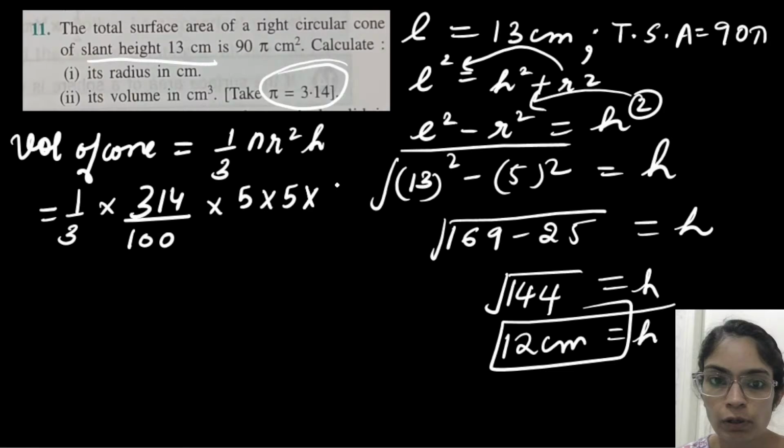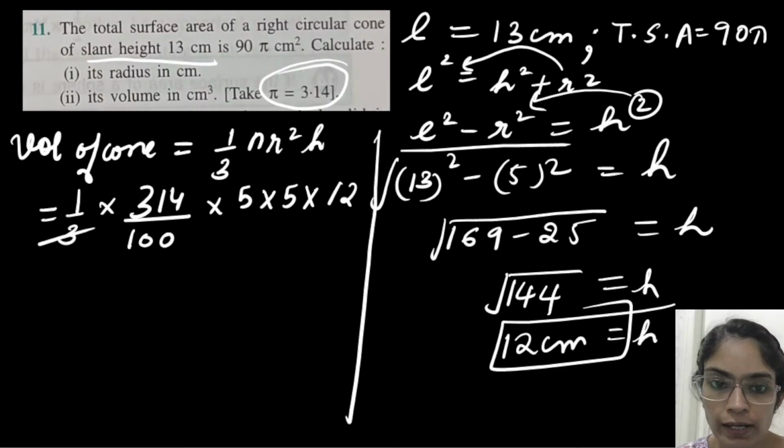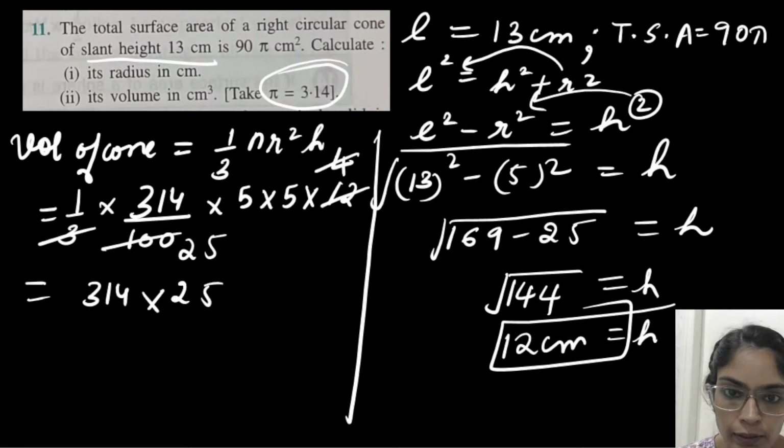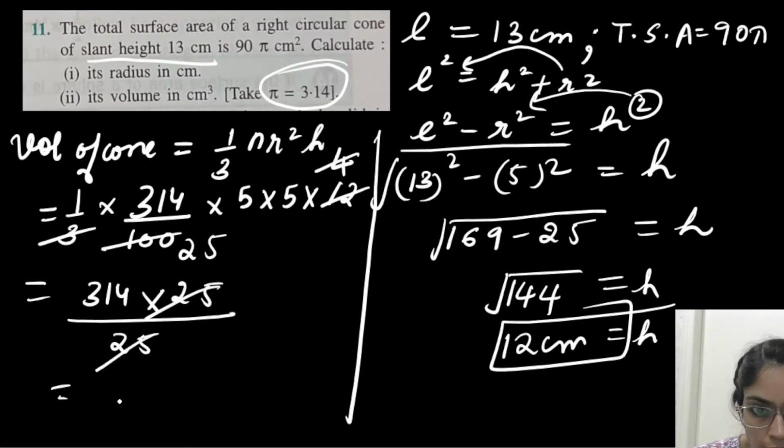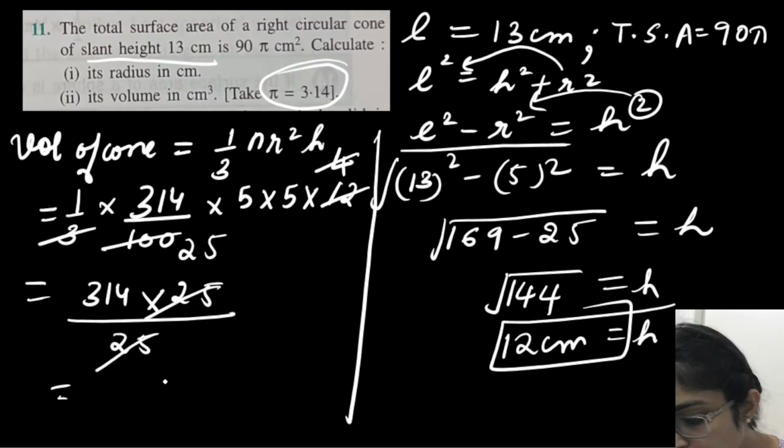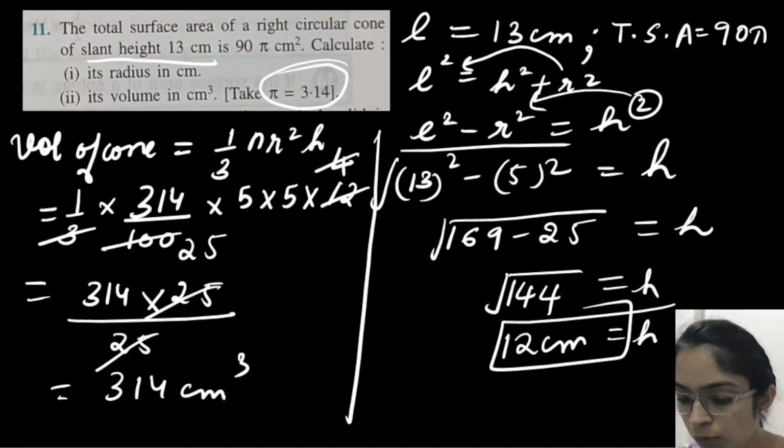So let's simplify this. 3 into 4 is 12. Then 4 into 25 is 100. So I'm left with 314 into 5 into 5, which is 25. Then here also 25 on the lower side, so this will get cancelled. So what we are left with is 314. So 314 centimeter cube. Is it correct? This is the value of volume we are getting.